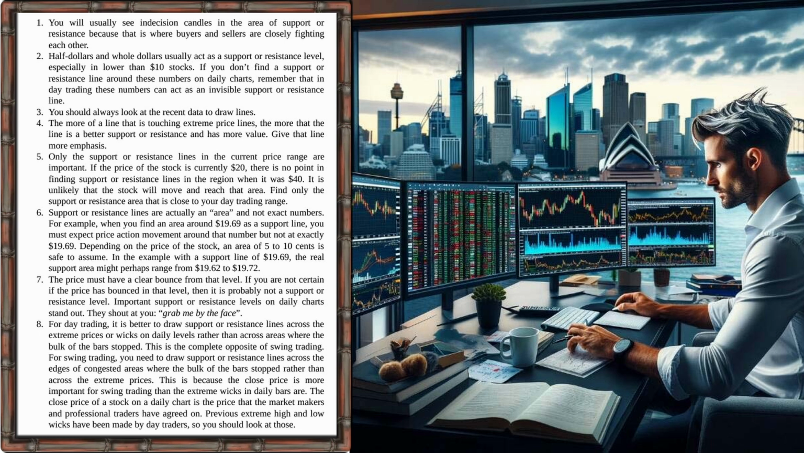7. The price must have a clear bounce from that level. If you are not certain if the price has bounced in that level, then it is probably not a support or resistance level. Important support or resistance levels on daily charts stand out. They shout at you, "Grab me by the face."